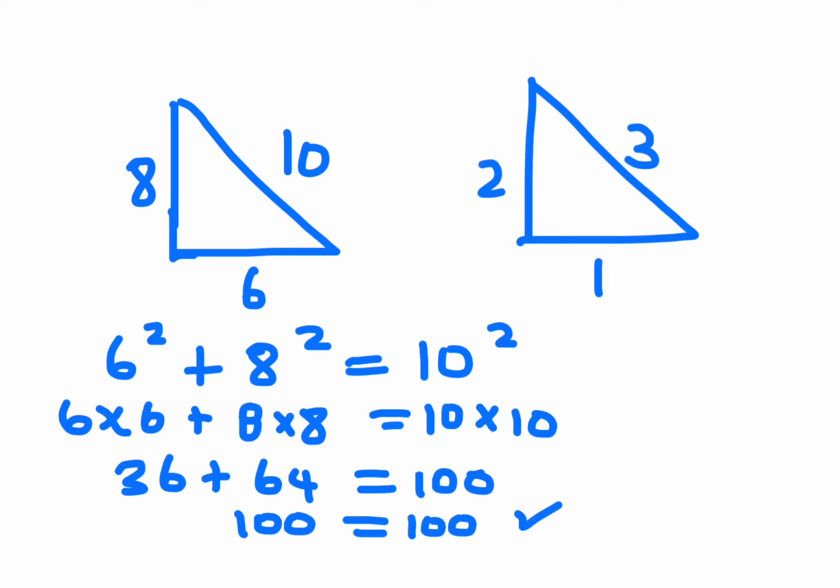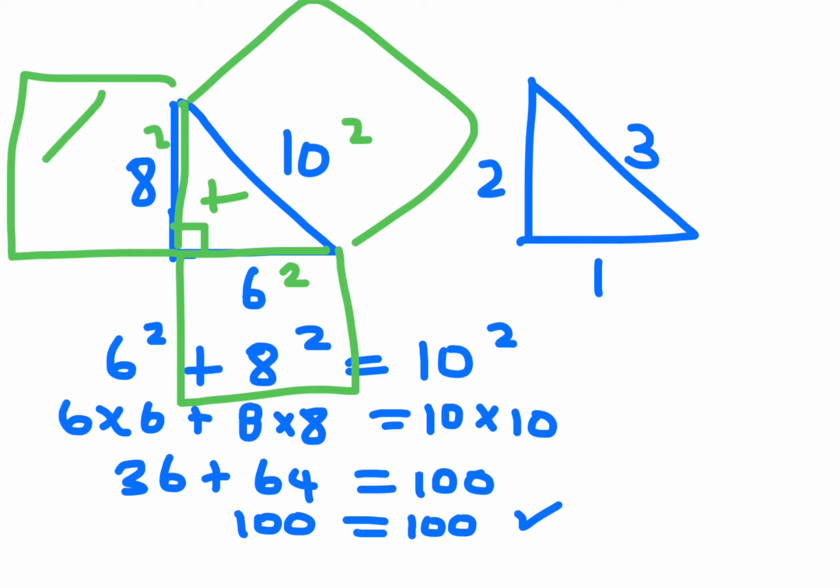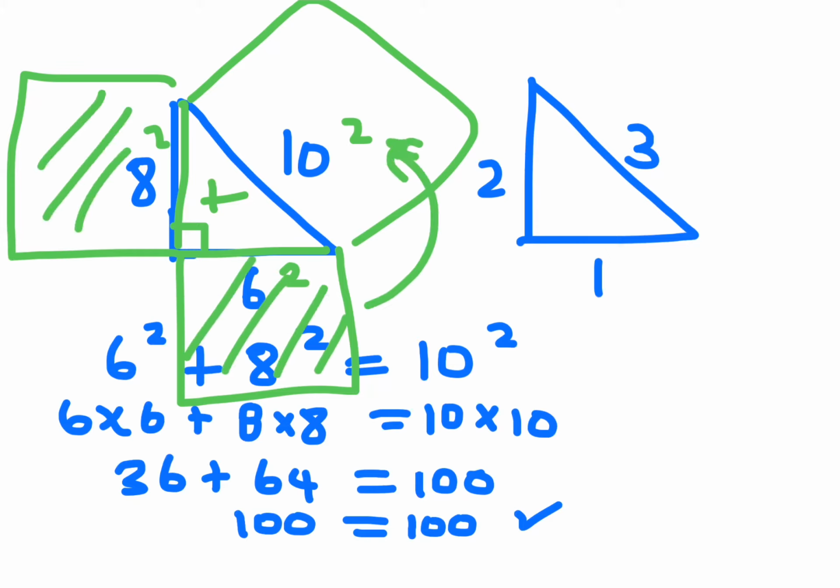So this must be right angled, and it'd have to be right angled in between the two smaller sides, because if you square the two smaller sides and add them, you get the bigger side. And if you happen to draw the areas on each of those sides, then this area plus this area, if you put it into there, would be exactly the same as that area. 8 squared plus 6 squared equals 10 squared.